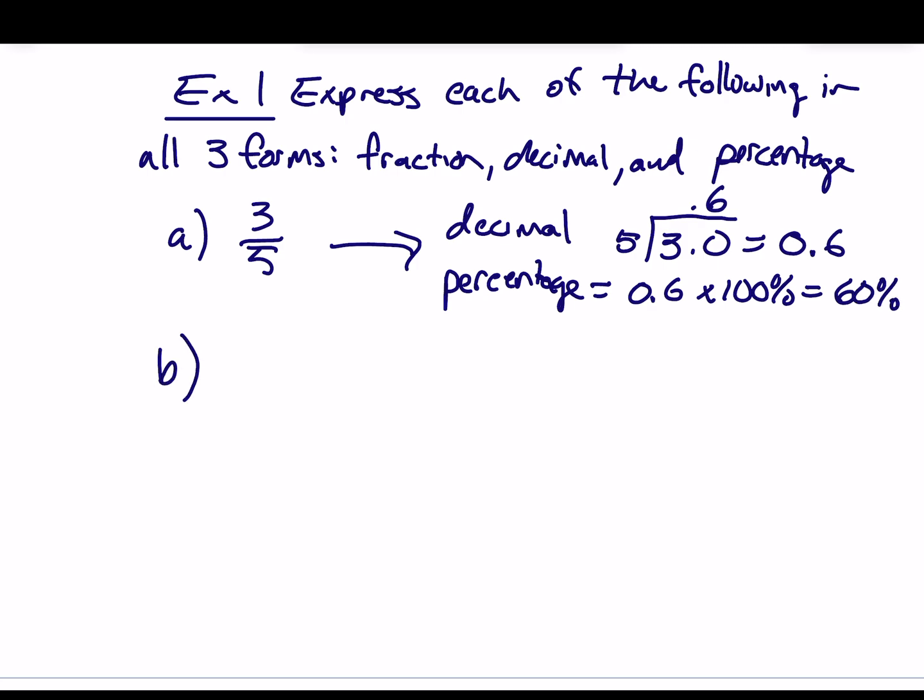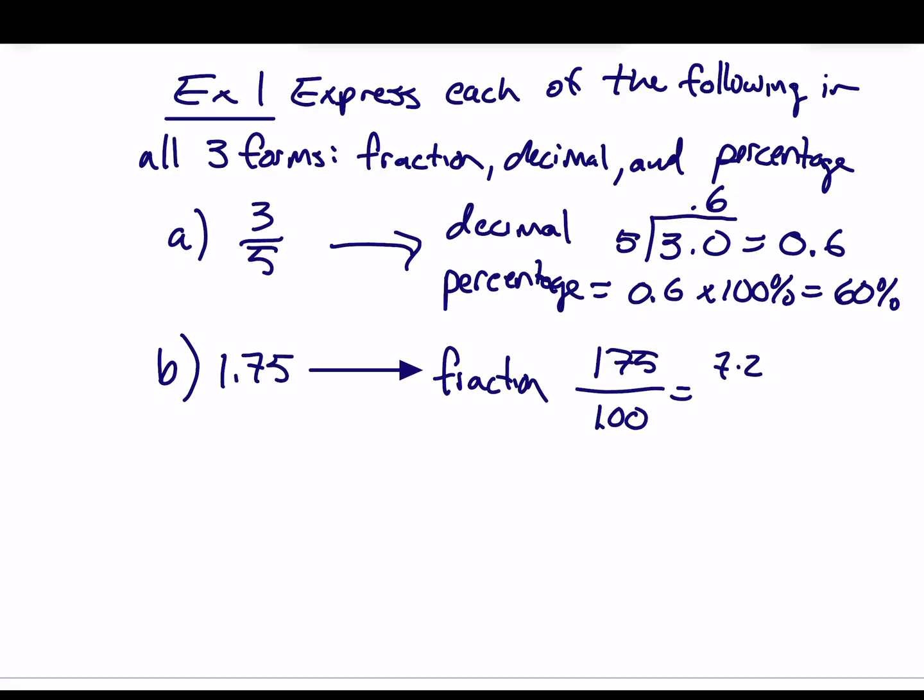Next one, 1.75. That is given to us as a decimal, so we want to convert it to a fraction. 1.75 is the same as 175 over 100, and we can reduce that. The common factor in the numerator and denominator is 25. So 7 times 25 and 4 times 25. Those 25s will cancel and we get 7 over 4. And as a percentage, we can write that as 175 out of 100 or 175%.